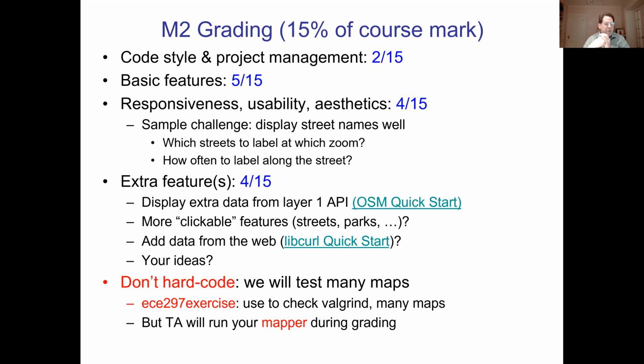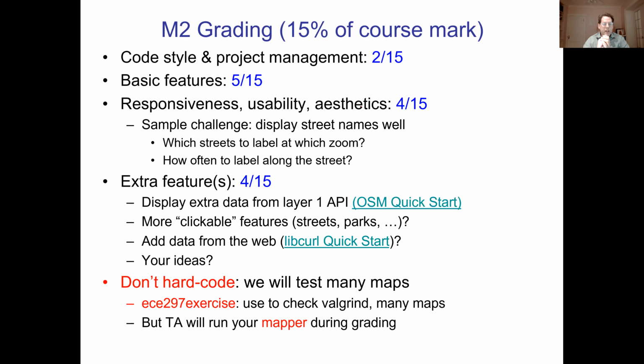5 out of 15 is basic features. The Milestone handout has you visualize the various things I just talked about. You should be able to click on intersections, click the mouse, find the closest intersection, give information on it, and so on. That's laid out in the Milestone 2 handout. 5 marks for doing those and doing them well.